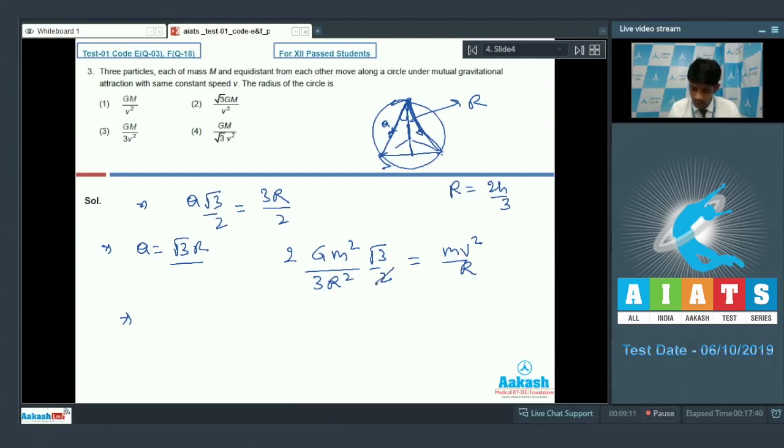Substituting all this part, we will have this square term will cancel out, this 1 r will cancel out, and we will have here G m divided by root 3 v square will be equal to r. Looking on to the options, clearly option 4 is the correct answer.